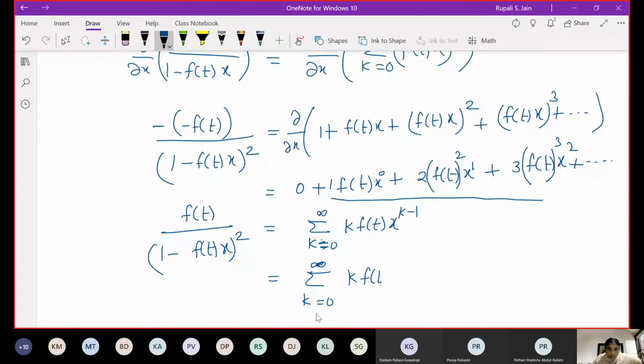So here what should it be? Here k, now k equal to 0, f of t raised to k. So here it should be k times f of t raised to k, and if I want to write it as x raised to k, what should I do? Multiply on both sides.